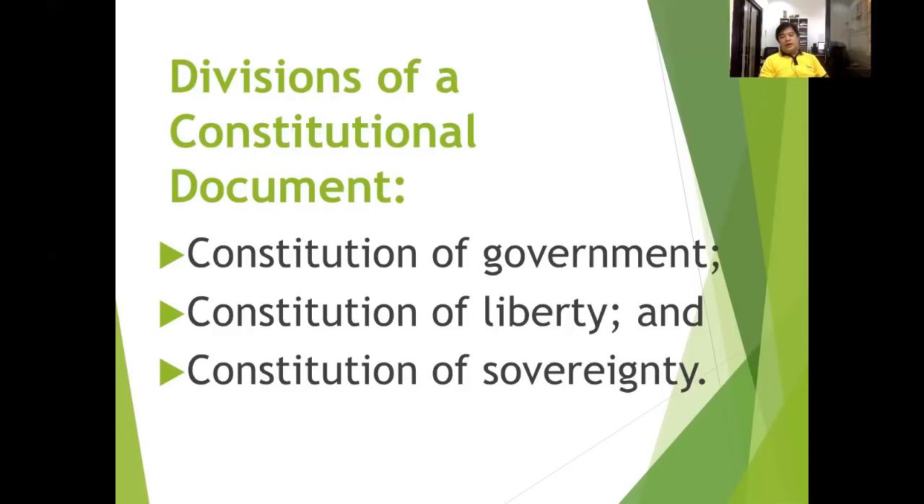The Constitution of Liberty, on the other hand, contains the provisions which guarantee individual fundamental liberties against governmental abuse. This is the provision of the Constitution that protects the people against governmental abuse. This is stated in the Bill of Rights, under Article 3 of the 1987 Constitution.